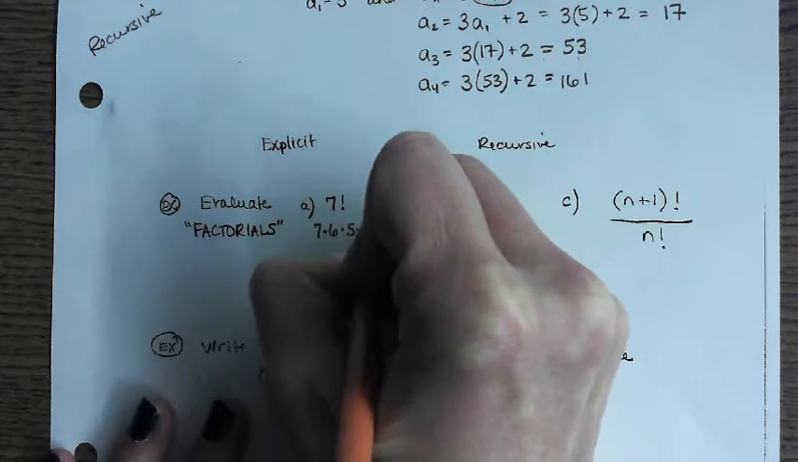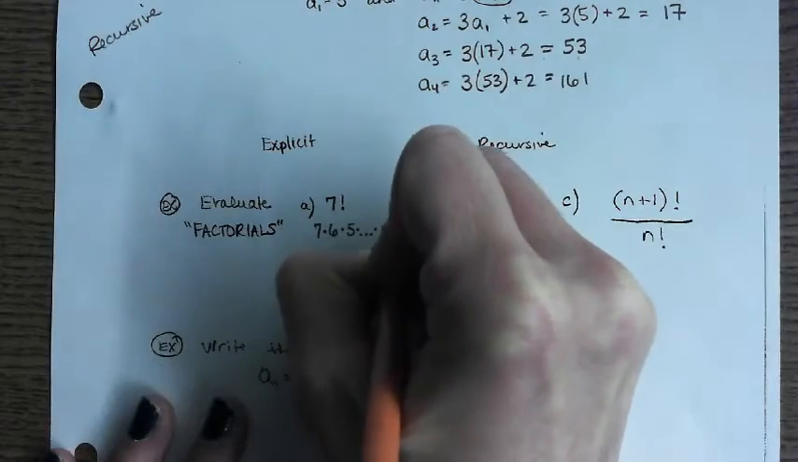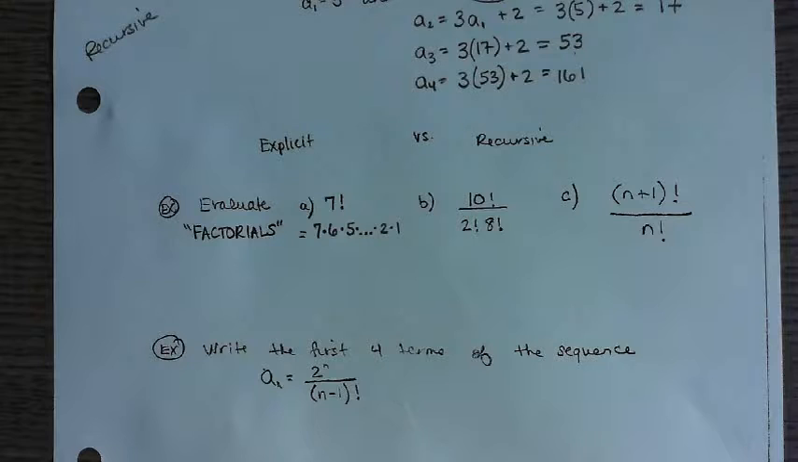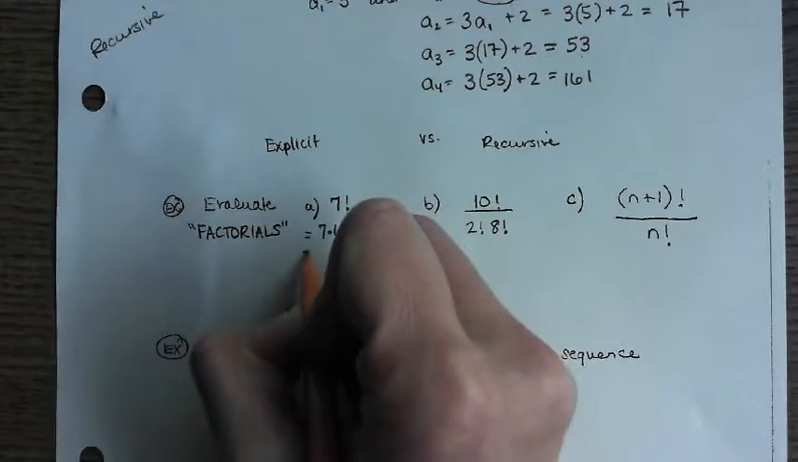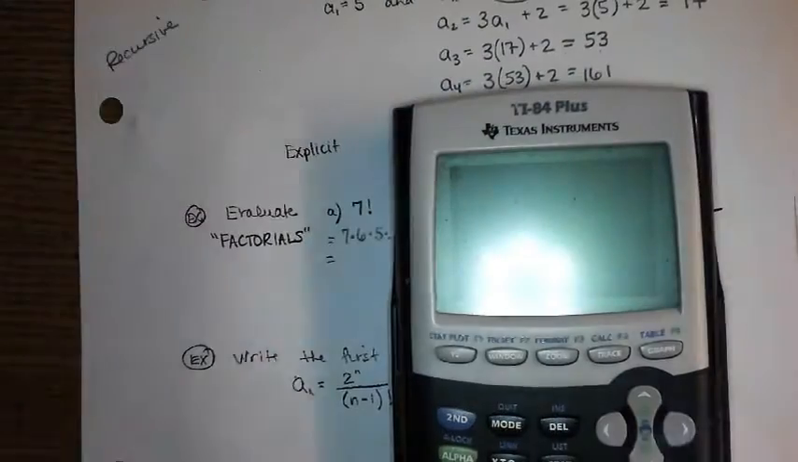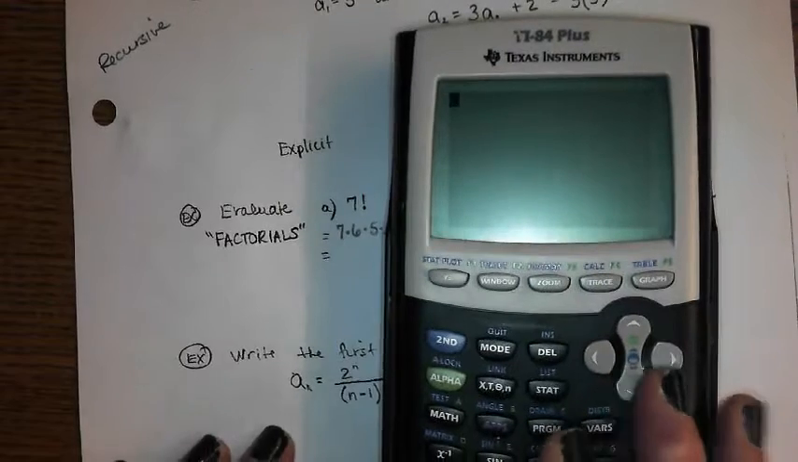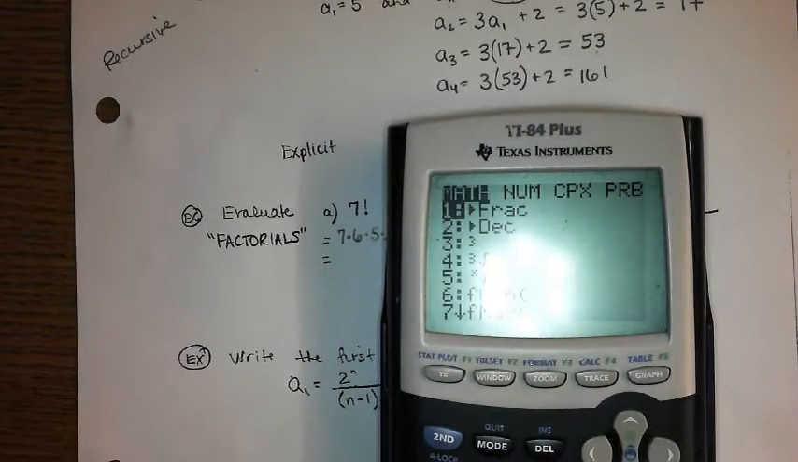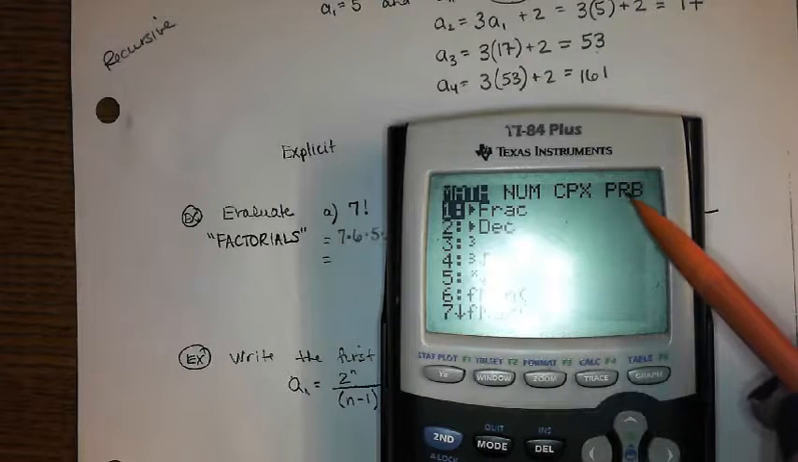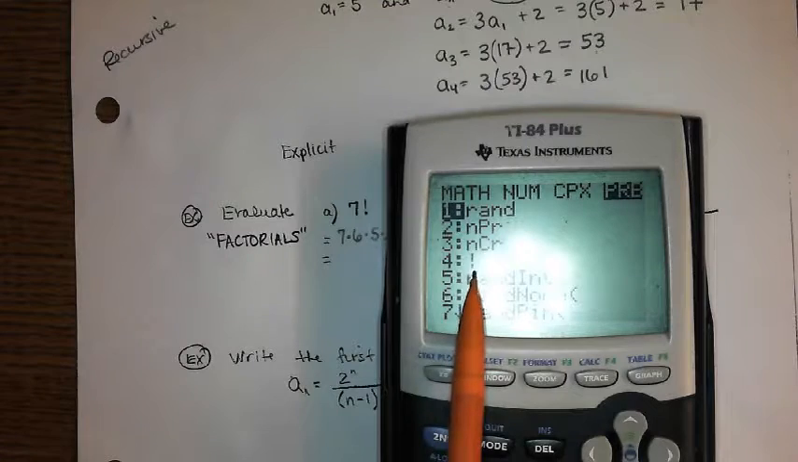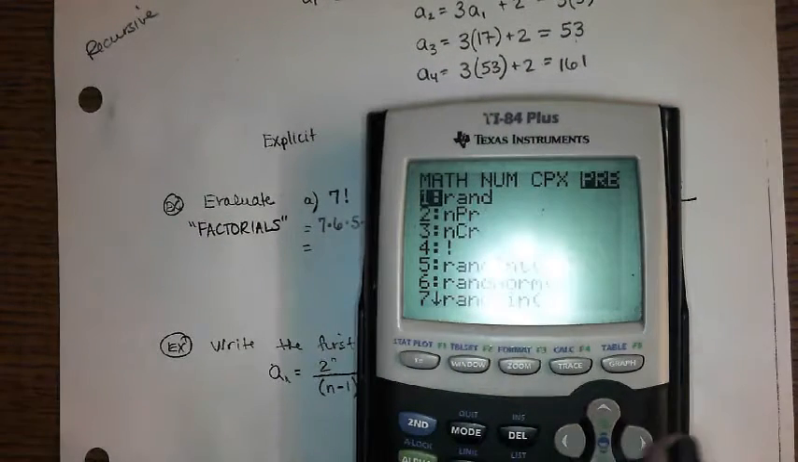This is more to illustrate what that symbol means. Factorial, and you would read that 7 factorial, but yes, it's an exclamation point. And on your calculators under the probability menu, so math, and then if you scroll over to PRB, option 4 has the exclamation point button.